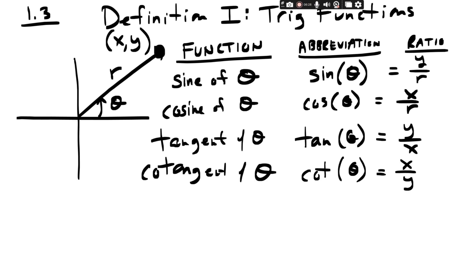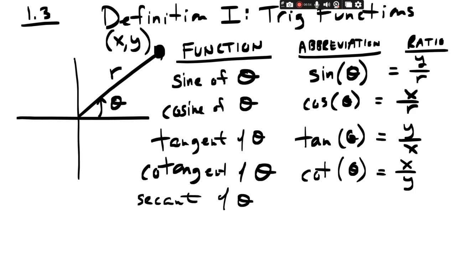So the next one. There's 6 of them, right? Aren't there 6 ratios to a triangle? So we have Y over R, X over R, Y over X, X over Y. What's the missing part? Yes, R over X is missing and R over Y is missing.